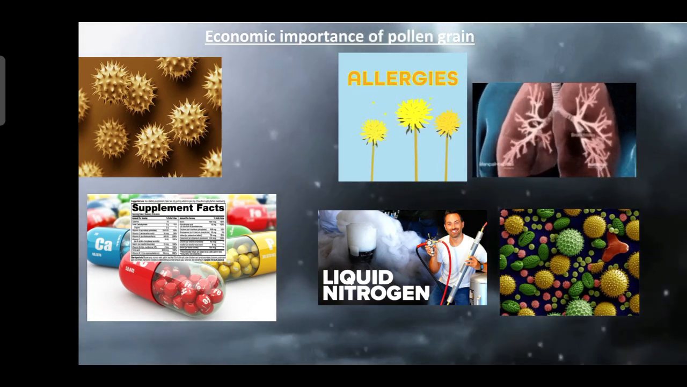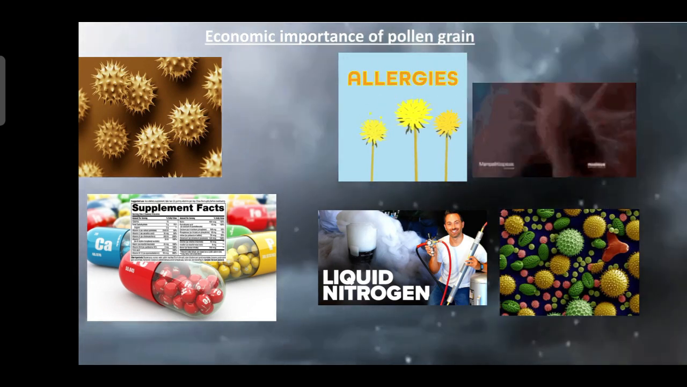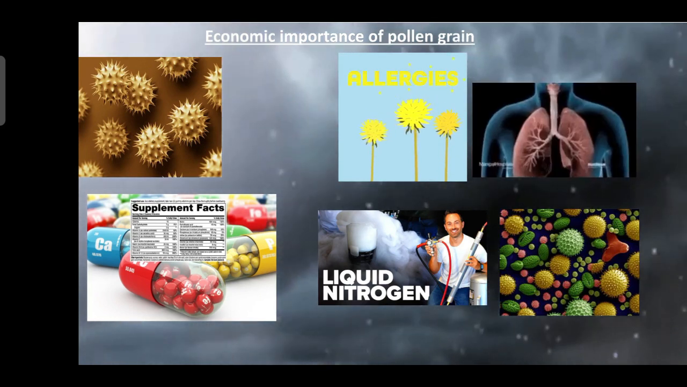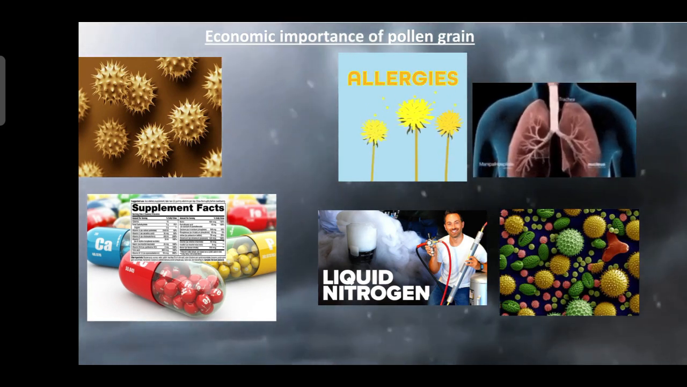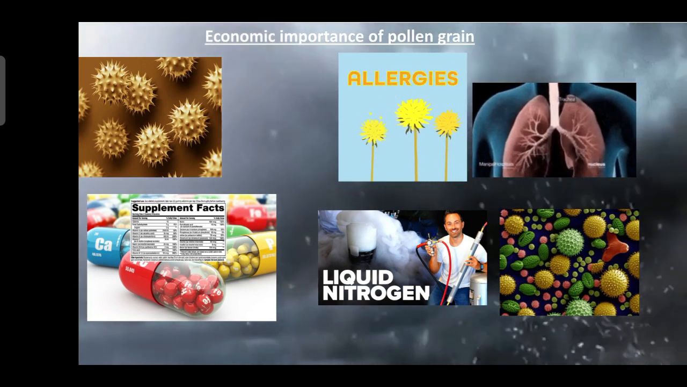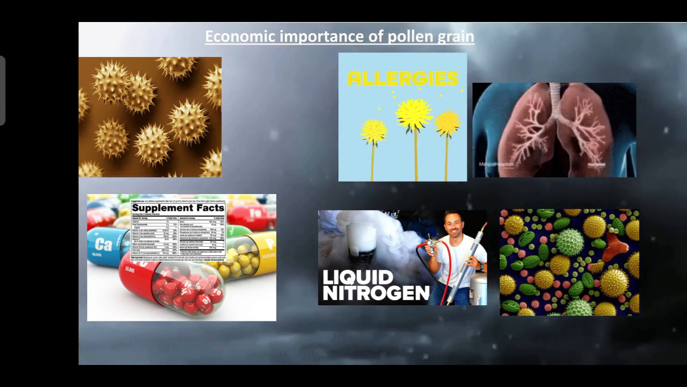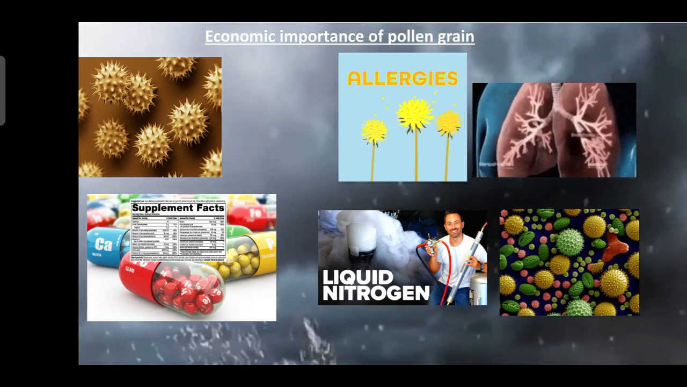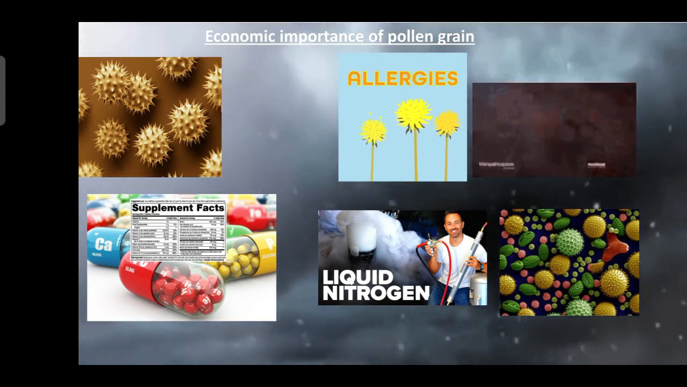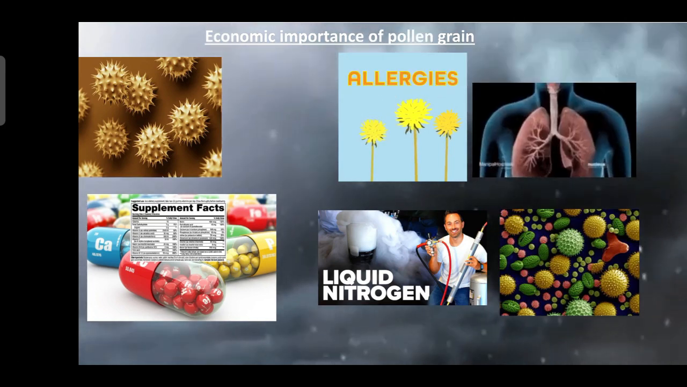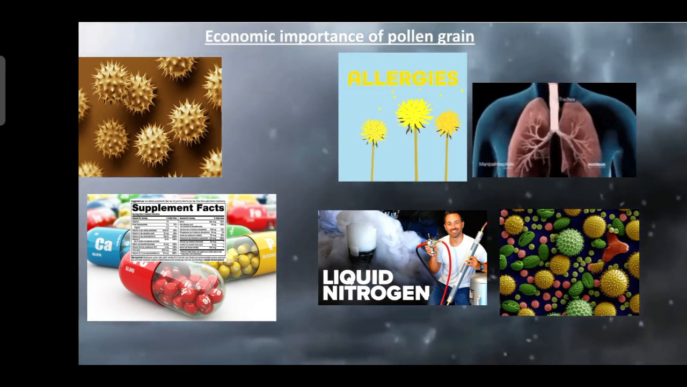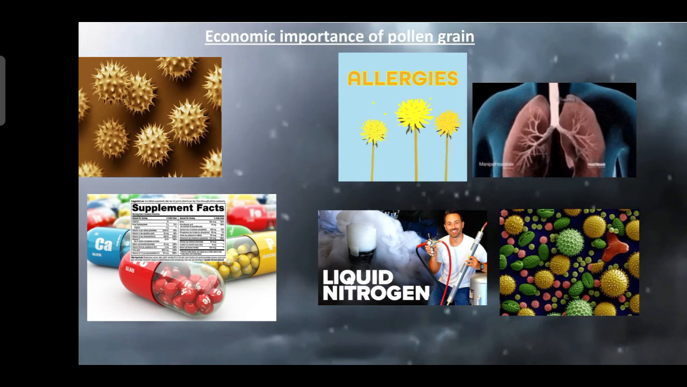But one can maintain pollen viability by a technique called cryopreservation, where the pollen grains can be stored in liquid nitrogen at minus 196 degrees Celsius, and they can be used in crop breeding programs. Okay, so now we will look into the summary of the topic we have learned.